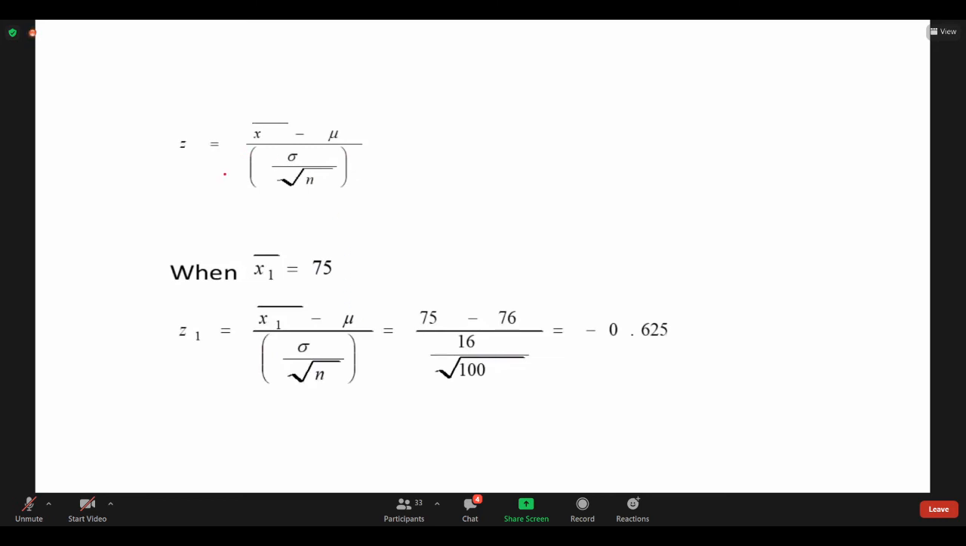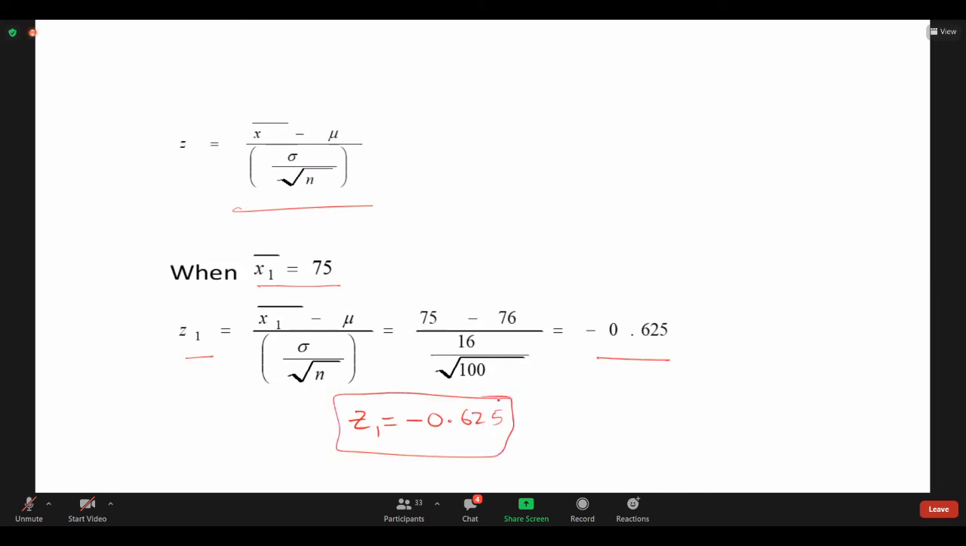All of you see here. When x1 bar equals 75, substitute in that formula and we can get z1. Z1 is obtained by substituting x1 bar, mu, sigma and n. After simplifying, you can get z1 is minus 0.625.